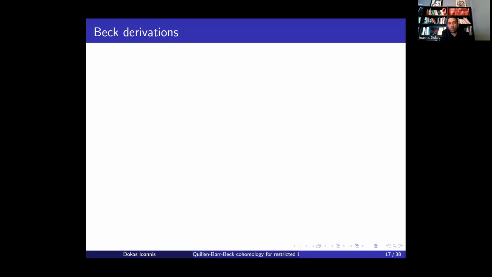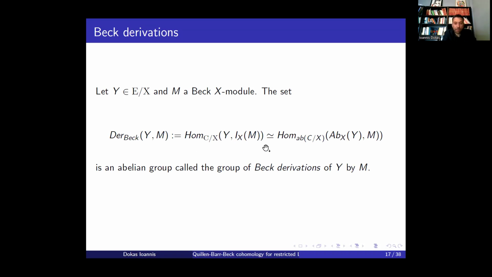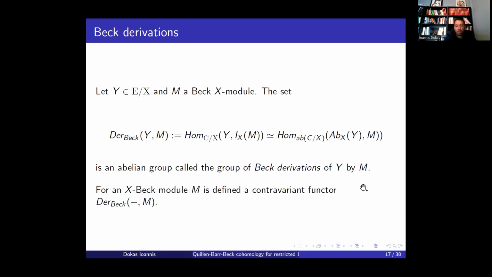Next, there is this notion of Beck derivations. Again, the name is Beck derivations because it was Beck who gave an answer to the question, what should be the notion of derivation? So Beck considered the following set. If you take an object Y in the slice category and M a Beck X module, then you can consider the following set that you see here with this formula. And this set is an abelian group because M is a Beck X module, which means it's an abelian group object. So this set has the structure of an abelian group. And this abelian group is called the group of Beck derivations of Y by M.